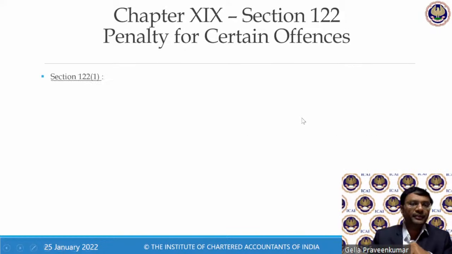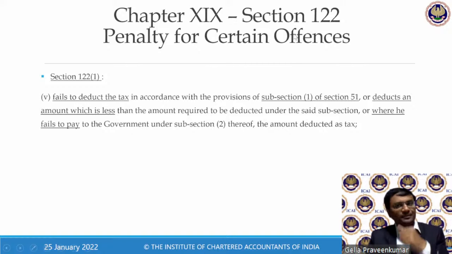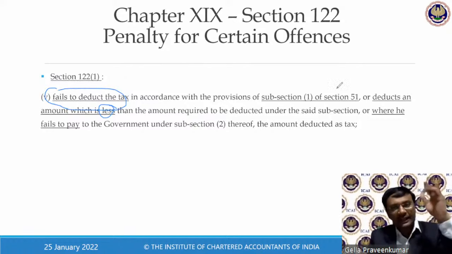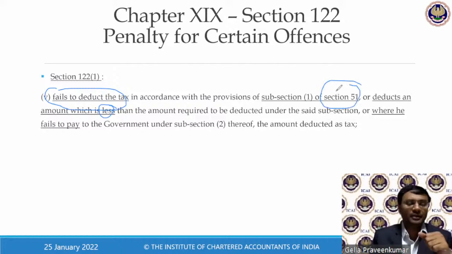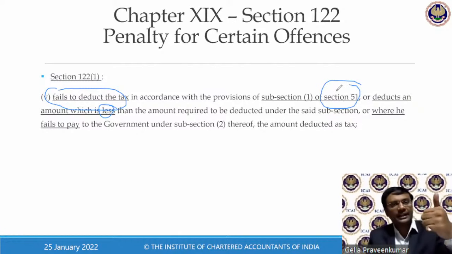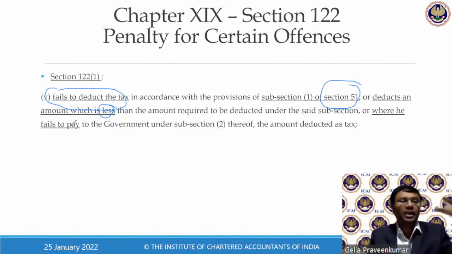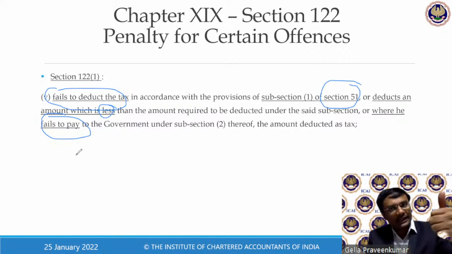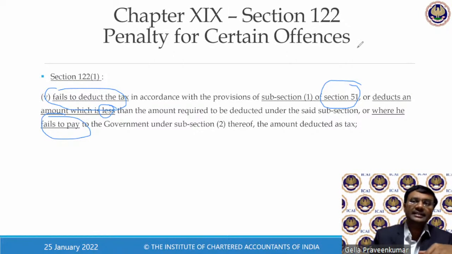Point number 5. Fails to deduct tax in accordance with provisions of Section 51, or deducts an amount less than what is to be deducted. One, I have not deducted. Section 51 deals with my TDS provisions. So I have to deduct TDS, I have not deducted. Or I have deducted TDS which is less than the amount that needs to be deducted. Or fails to pay the amount to the government. I have not deducted, I have short deducted, or having deducted, not paid. Any of these 3 things is again an offense under point number 5.